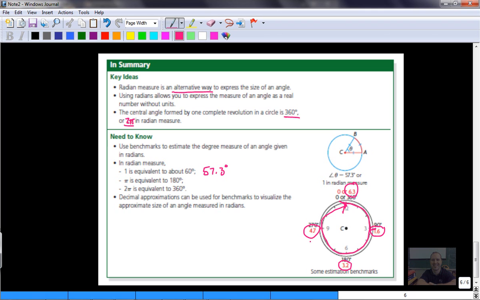So you can use those as sort of benchmarks, because if I asked you, let's say, what is this angle right here, then you could say, well, it's between 4.7 and 6.3, so maybe that's around 5.1, I don't know, 5.1. So you can do that to guess. Okay, questions?